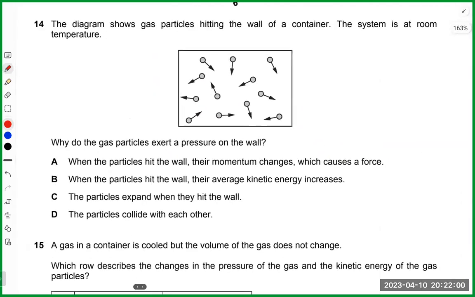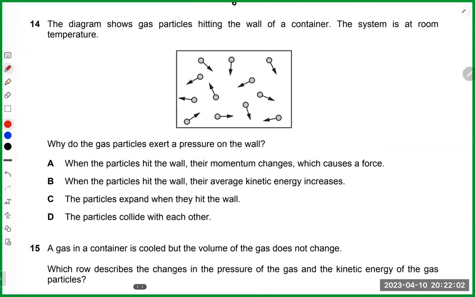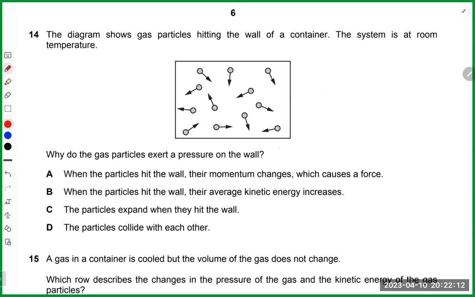14. The diagram shows gas particles hitting the wall of the container. The system is at room temperature. Why do the gas particles exert pressure on the wall of the container? So this can be collisions, change of momentum.